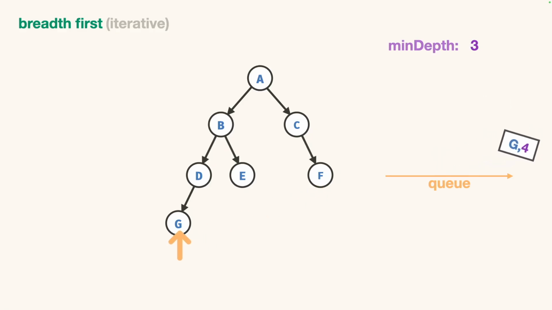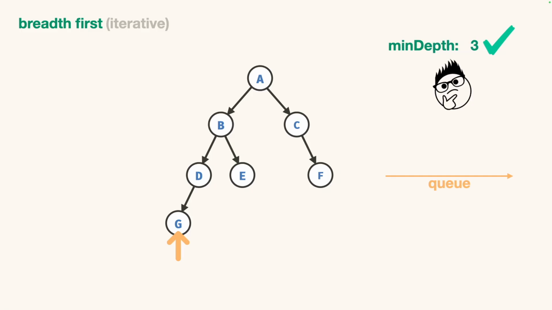Finally, on my last iteration, I dequeue G. I see that G is a leaf node, so I consider its depth. Its depth is 4, which is not less than my min depth of 3, so 3 gets to stay as my min depth. At this point, I'm actually done with my algorithm. My queue would be empty, which means that I've traveled through the entire tree. All I need to do is return the final result I have stored in this min depth variable.